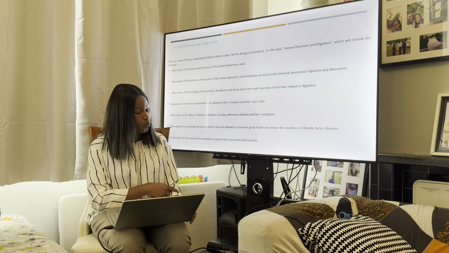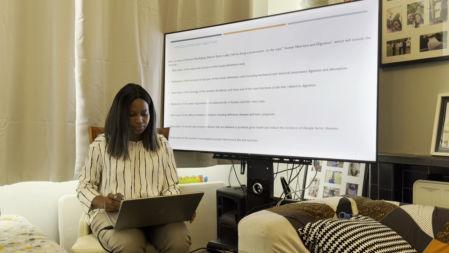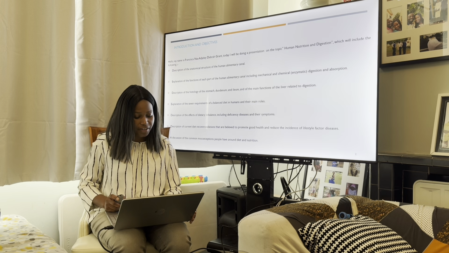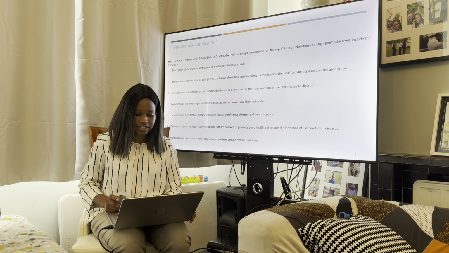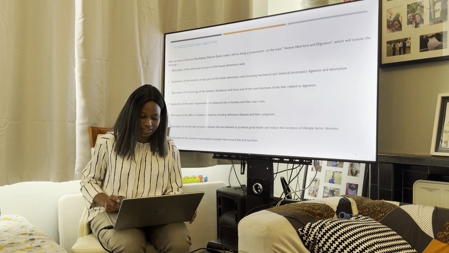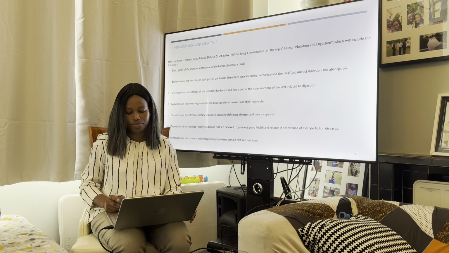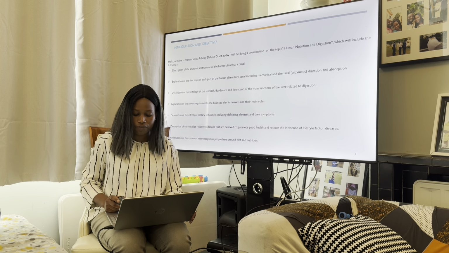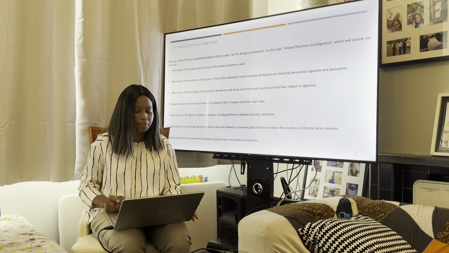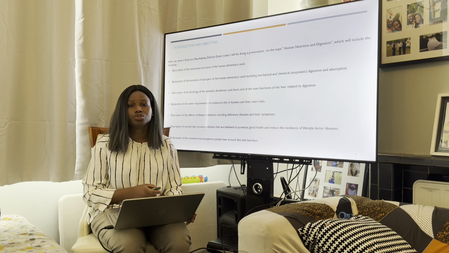Explanation of the 7 requirements of balanced diet in human and their main roles. Description of the effects of dietary imbalance, including deficiency disease and their symptoms. Description of current diet recommendations that are believed to promote good health and reduce the incidence of lifestyle factor disease. A discussion of the common misconceptions people have around diet and nutrition.